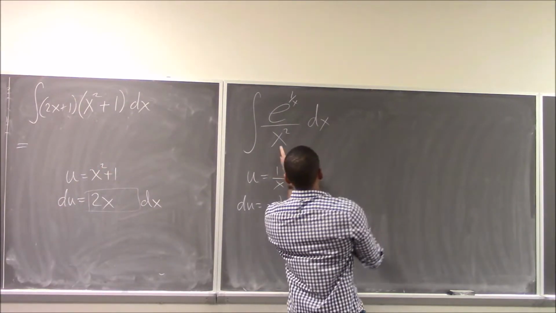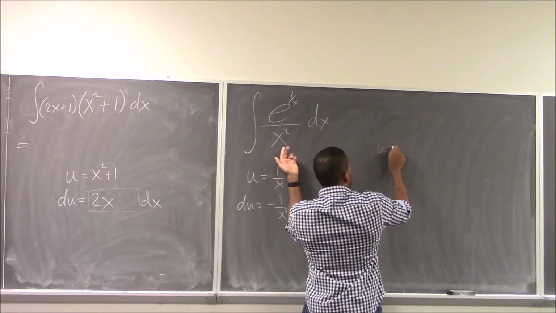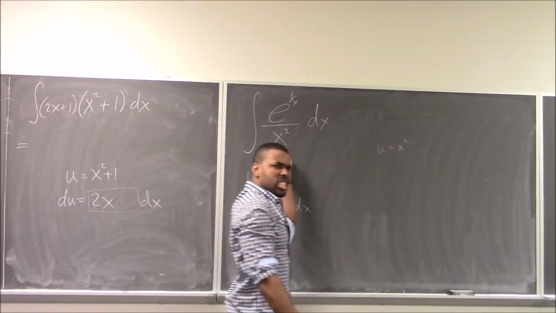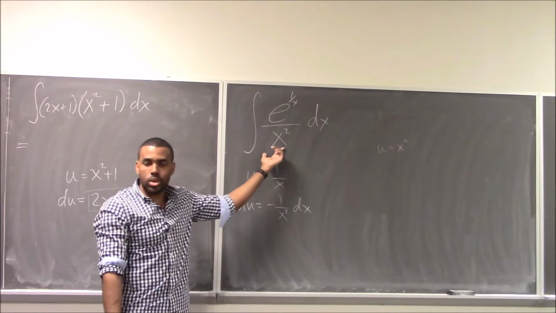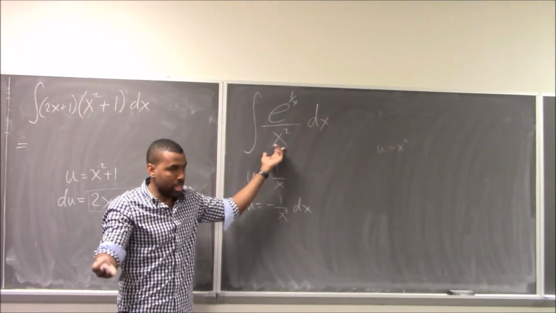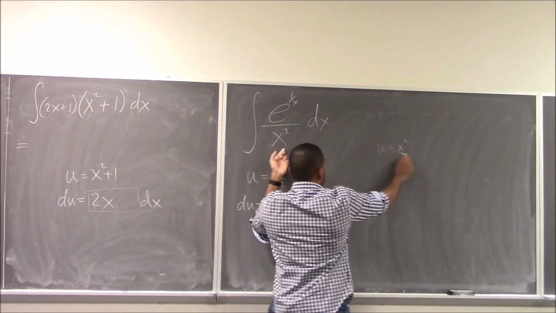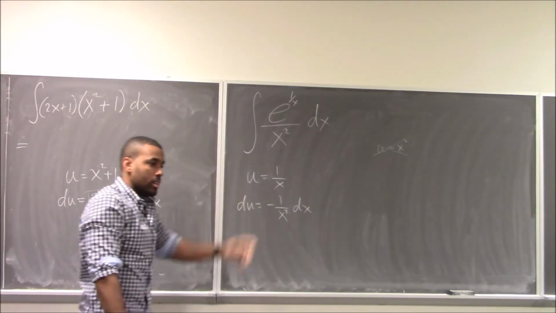Notice that you see an x squared here, but saying something like u equals x squared would be a bad idea because it's not actually x squared, it's 1 over x squared. The x squared is in the denominator, and that matters. So that shouldn't even be an option in case you were thinking about it.